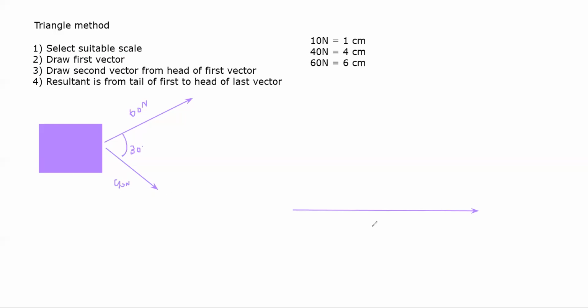Which is 60 Newton equals to 6 centimeter. Then from the head of the first vector, I will draw the second vector. So I should draw in the same manner like I drew. This is 60 Newton, which equals 6 centimeter. Then from the first vector, I will draw the second vector.